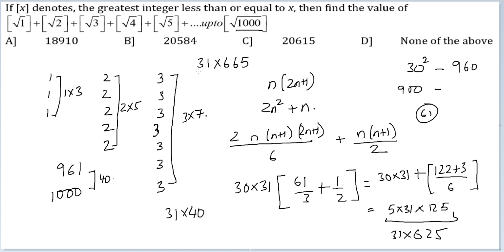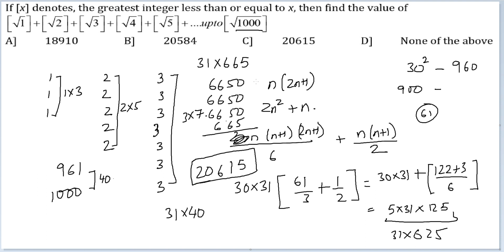If my final answer is going to be 31 into 665, so let's do this. 6650, 6650, 6650, and 665. Let me add up these terms. The first unit digit is 5, then I have 1, then 2 carried over, so I get 6, then 2 carried over, 20615, which is option C, and that will be my final answer.